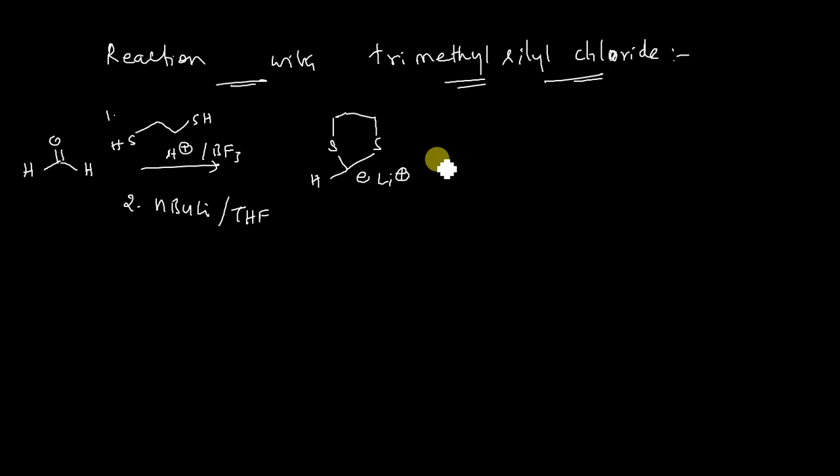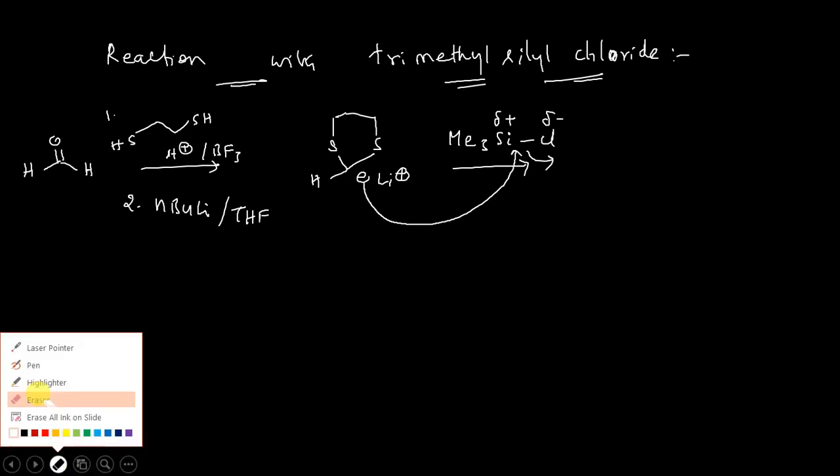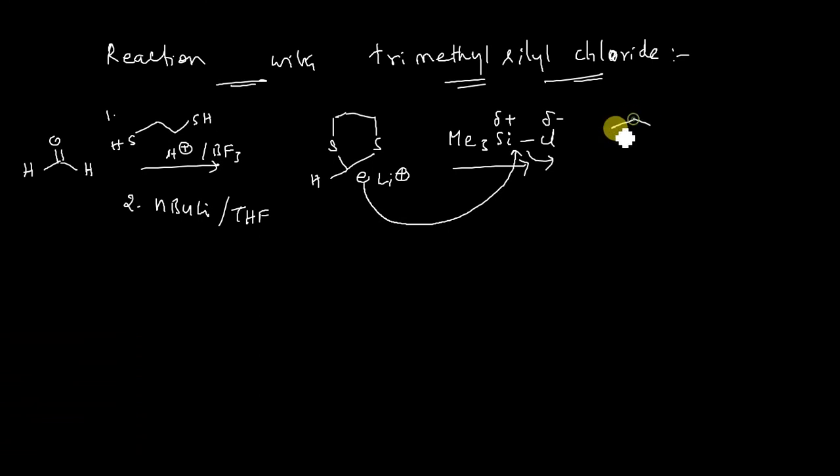Now this nucleophile is treated with trimethylsilyl chloride. There are two atoms: the silicon, which is directly connected to chlorine, an electronegative atom, so this silicon gets a partial positive charge. That means we can find an electrophilic center here. The lithiated 1,3-dithiane, which is a nucleophile, attacks this electrophilic silicon, and you will get the substituted product, that is, SiMe3.